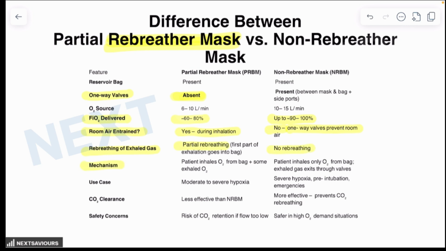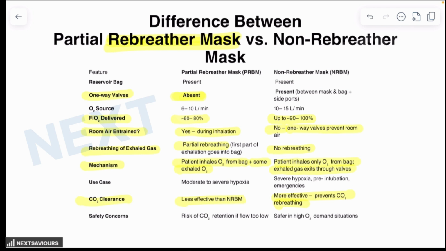As far as the mechanism is concerned, you can very easily understand that the patient inhales oxygen from the bag plus some of the exhaled gas that he has breathed out, which has entered into the bag. But here, the patient inhales only oxygen from the bag, and the exhaled gases exit through the valve. So these are the basic differences between the two. The carbon dioxide clearance will obviously be less effective in the partial rebreather, and more effective in case of non-rebreather mask.